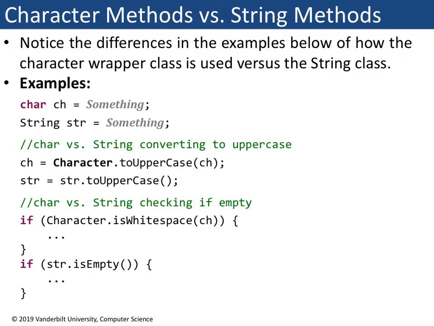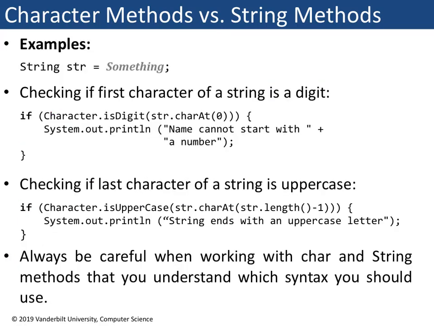And finally at the bottom, notice how we would check to see if a character only contained white space versus checking to see if a string is empty. So in both cases, the Character.isWhitespace method will return a boolean, and the string.isEmpty method will return a boolean. However, it's possible to declare a string that is completely empty, so we have the isEmpty method. It's not really possible to pass a char that's empty, so the equivalent would be testing to see if that char was white space.